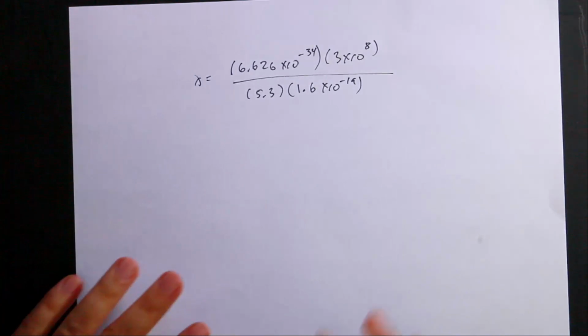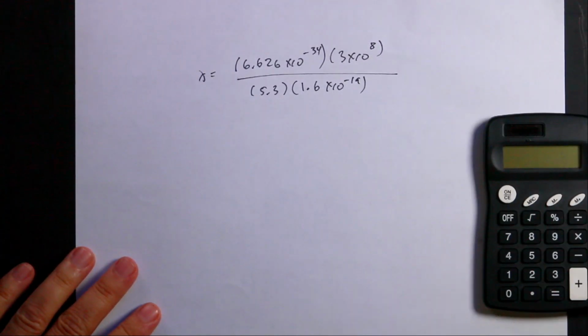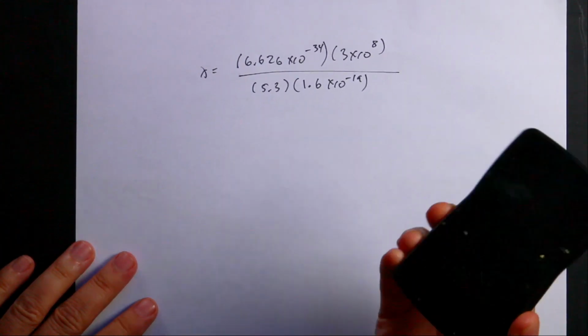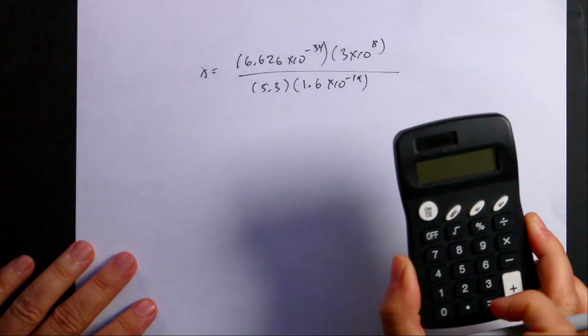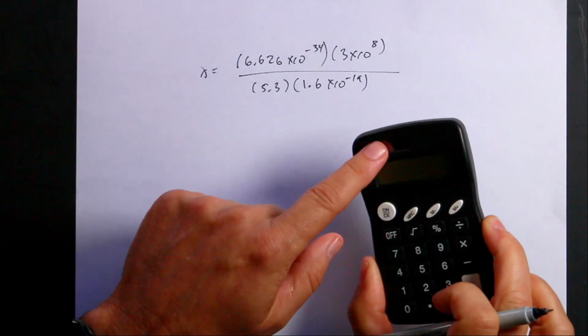Okay, I can't do scientific notation on my calculator, which I just found this, right? I don't even know what brand that is. Probably got it free. It's got solar panel too.